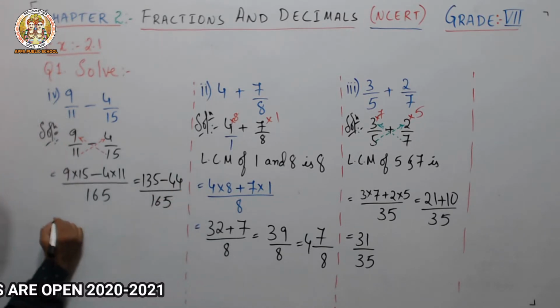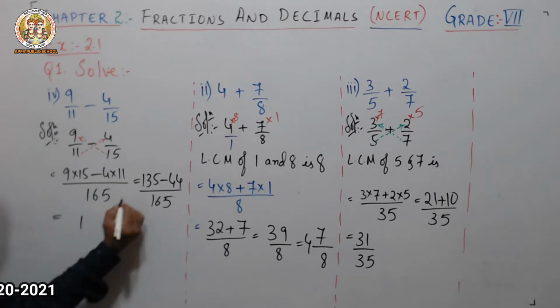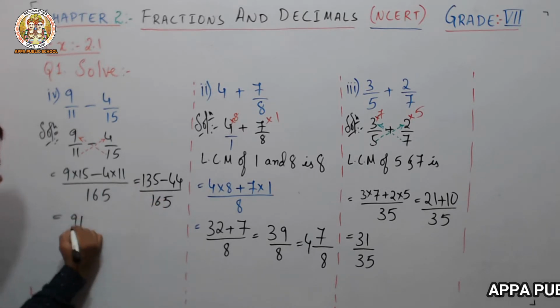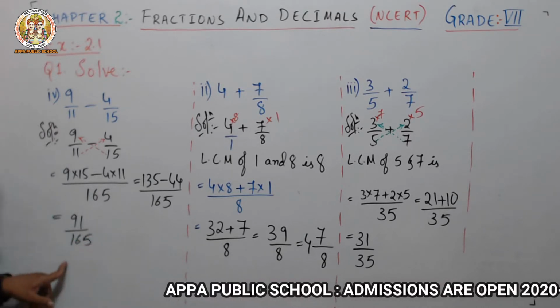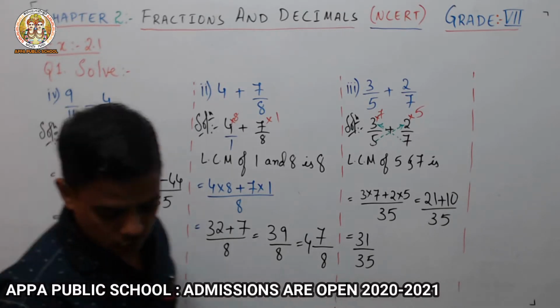Right? That is equal to 5 minus 4 is 1, 13 minus 4 is 9, divided by 165. So once again this is a proper fraction. Keep the answer as it is. Next question.